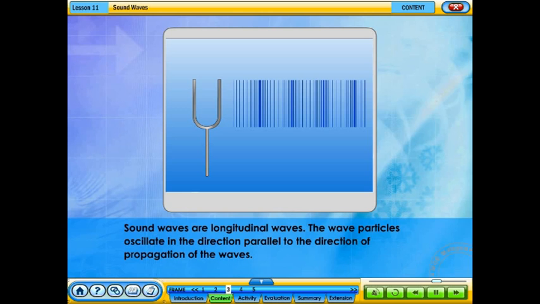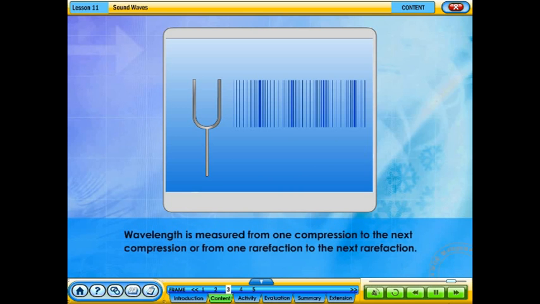Sound waves are longitudinal waves. The wave particles oscillate in the direction parallel to the direction of propagation of the waves. Wavelength is measured from one compression to the next compression or from one rarefaction to the next rarefaction.